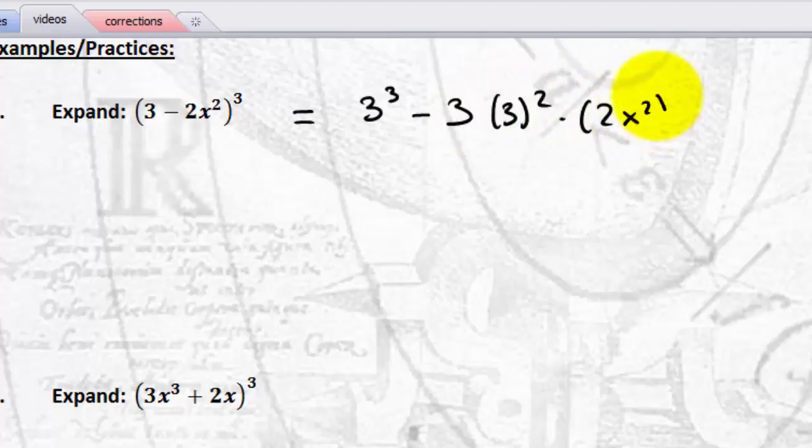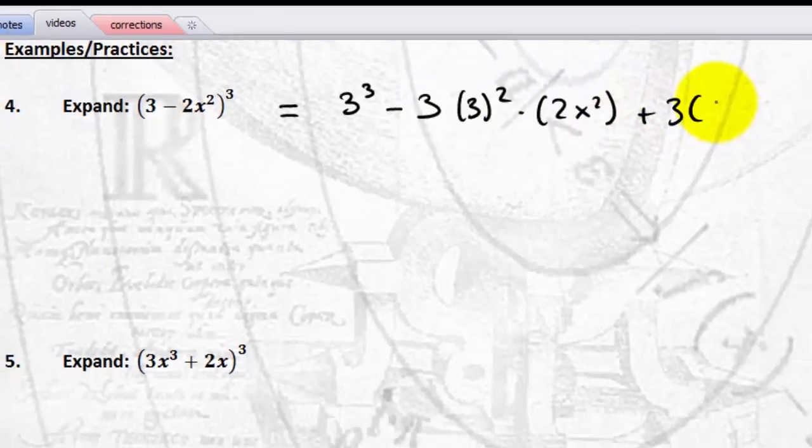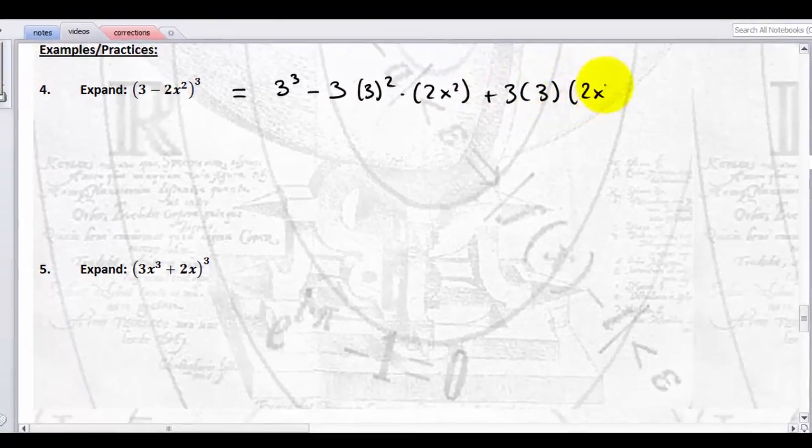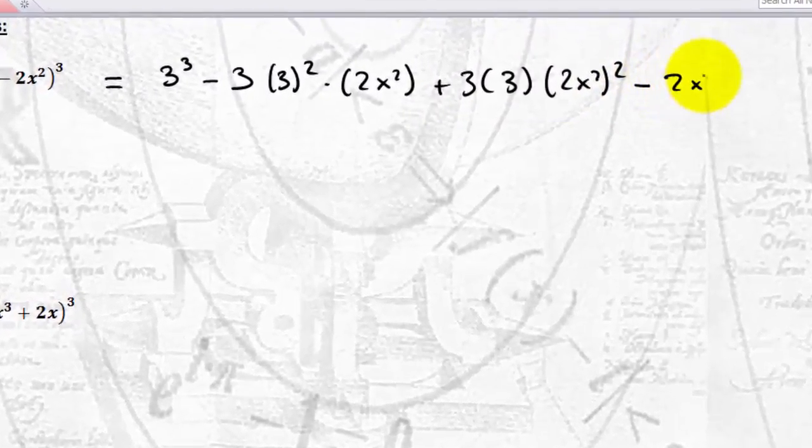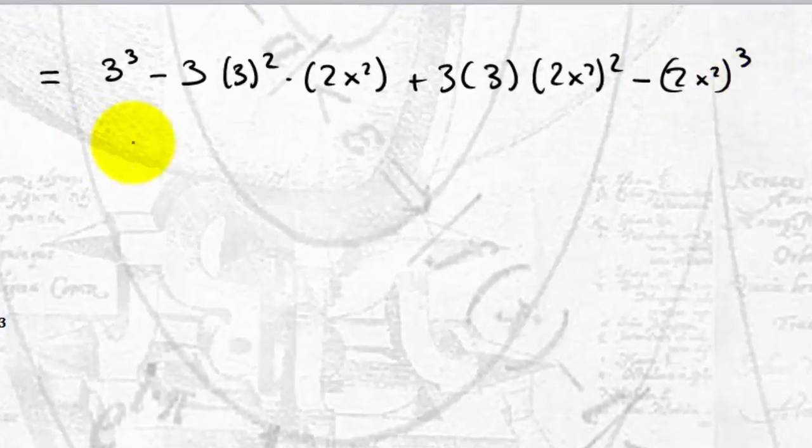All right, let's go. So you do a cubed, so 3 cubed. Oh, I have a minus right here, right? So what do we do? Minus 3a squared times b, 2x squared. Plus 3a times b squared, 2x squared squared, minus b cubed, 2x squared cubed. Okay?